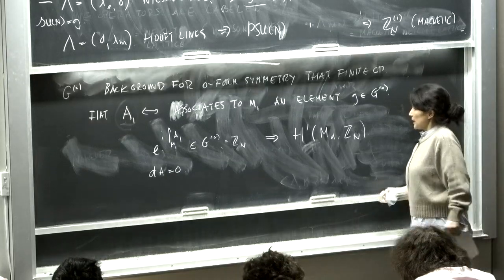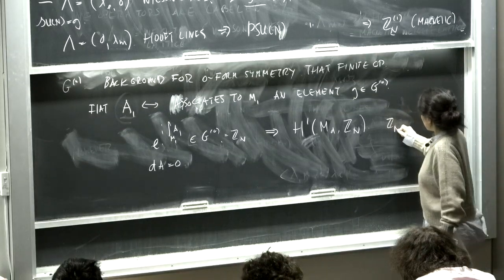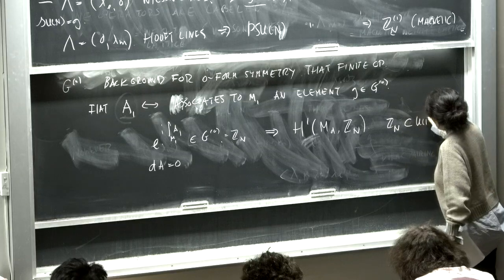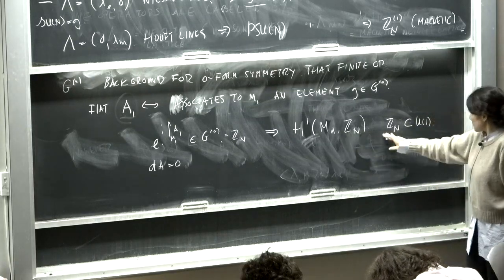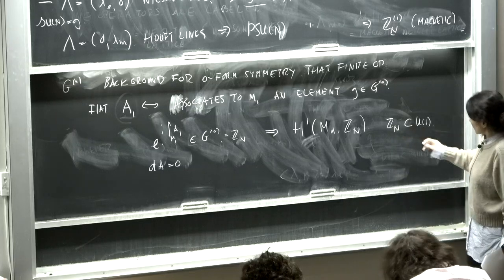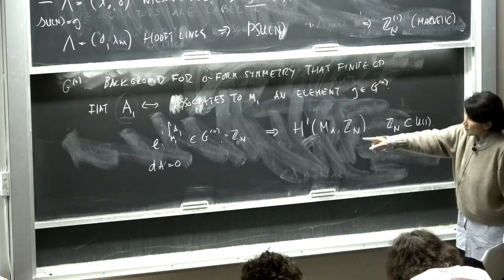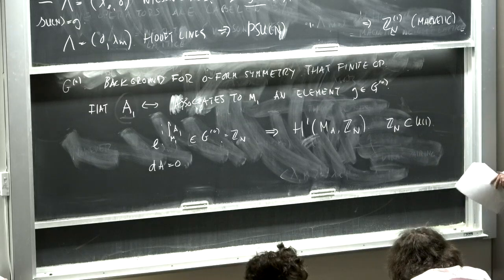One way you can realize this is in the case of Zn. It's nice because you can embed this into U(1). For more general groups this won't be possible, but for Zn you can embed it into U(1) and write these background fields also as U(1) fields, and we can sometimes do this.